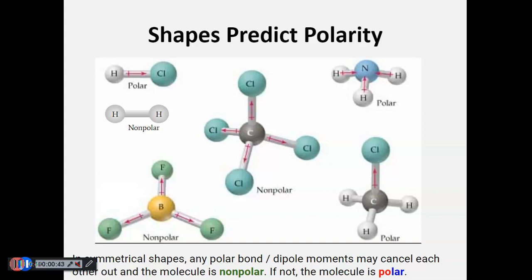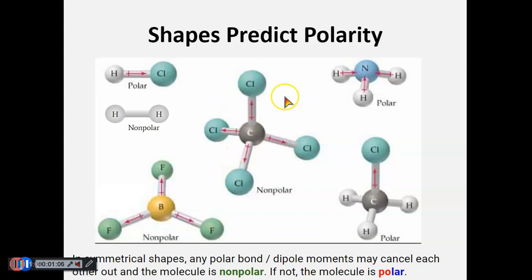Now you'll see down at the bottom here, it says that in symmetrical shapes, any polar bond or dipole moment may cancel each other out and then make the molecule nonpolar. So here's the key: if a molecule is in 3D and symmetrical, meaning that it does not have a positive or negative charge to it, it is going to be a nonpolar molecule.